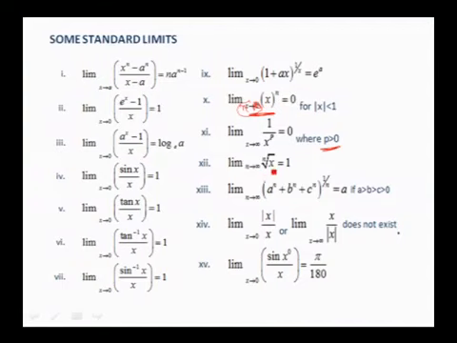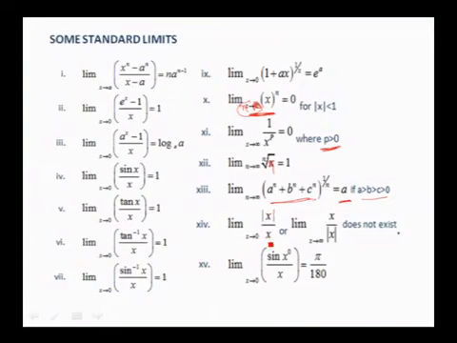So, nth root of n as n tends to infinity is equal to 1. If you have a to the power of n plus b to the power of n plus c to the power of n, where a is greater than b greater than c, you can write the largest one, a to the power of n whole 1 by n, a itself. So, by inspection you can write the answer as a.